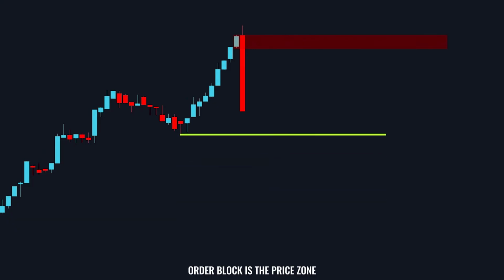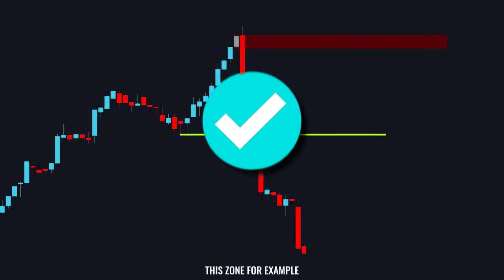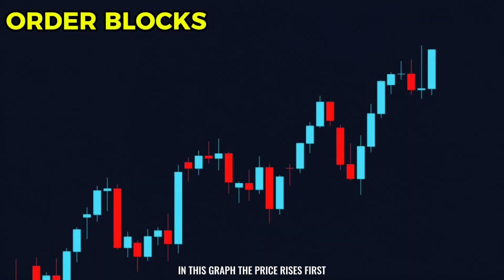An order block is a price zone that the price likes to move back to. For example, in this graph, the price rises first, then rises again. Every time it rises and goes up, we call it a break of structure. This is the point where we can find the order block, and the price has the opportunity to come back to hit the order block and go up.